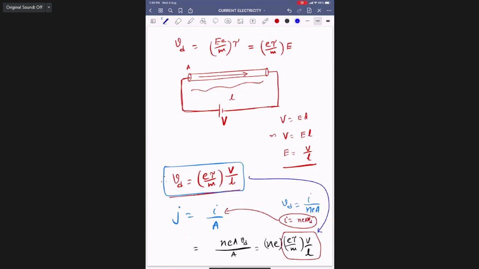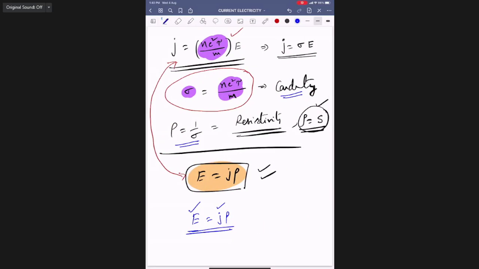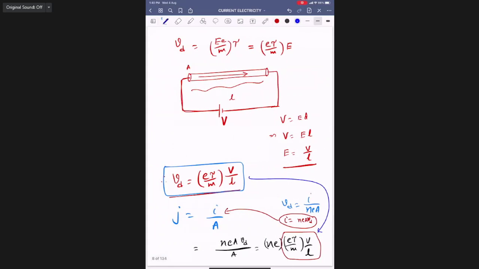First copy this page, everybody. Again, we'll discuss. Done, everybody, this page? Done, sir.